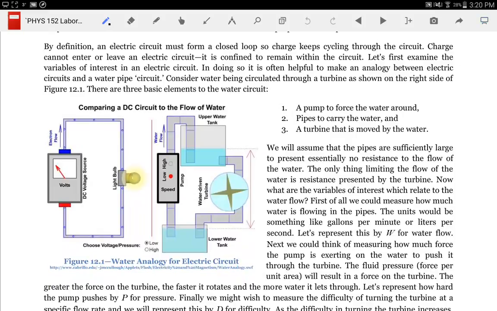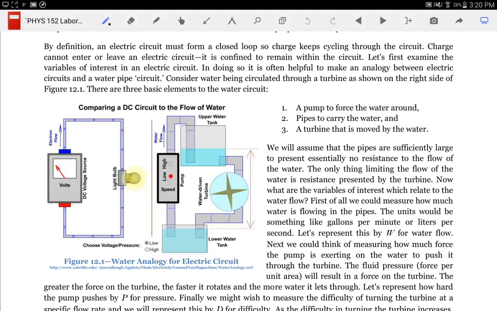So here we have two variations of a circuit, one being an electric circuit. It has a power supply and wires and a light bulb. The other one is a water circuit. It has a pump, a holding tank up on top, a holding tank on bottom, and then it has a pipe and a turbine.